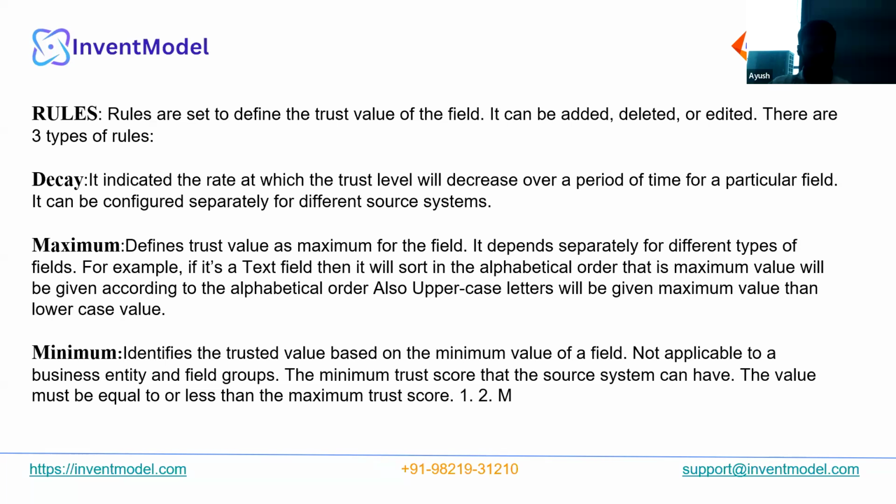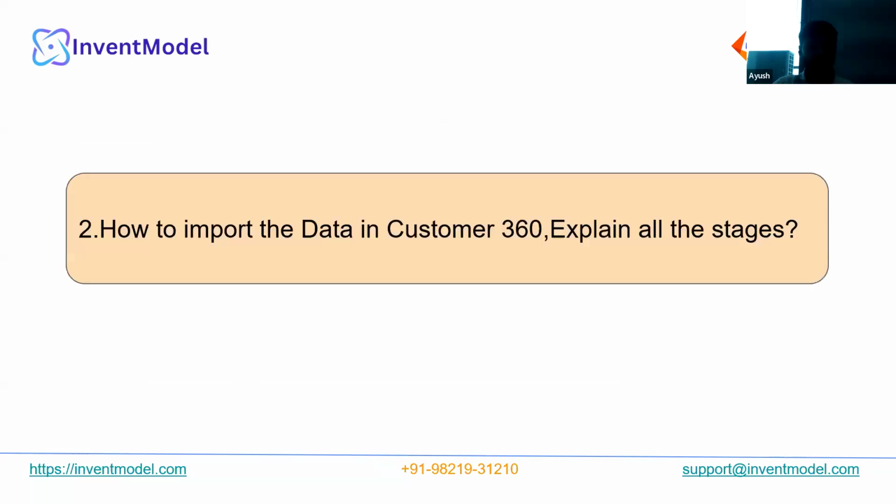And then the third rule is minimum. Through this rule, we can identify the trusted value based on the minimum value of the field. It is not applicable to a business entity and field groups. It is the minimum trust score that the source system can have. It could be less than or equal to the maximum value, but it cannot be greater than the maximum value. So this was all about the first point.